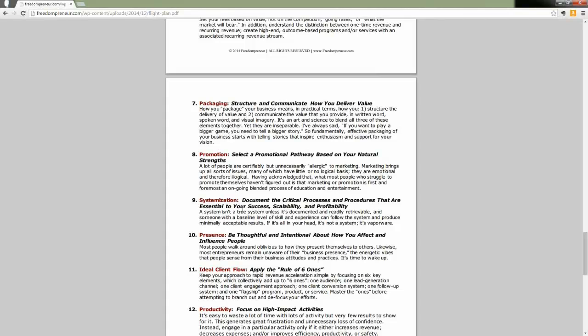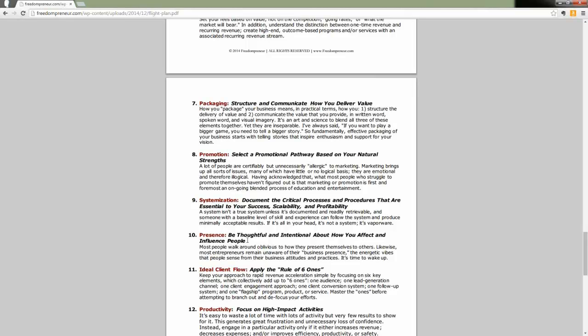Okay. Concept number 9, systemization. I recommend documenting even the basic processes and procedures that help you to be successful. It may seem like a task that slows you down. It may seem boring, and it will ultimately help you to be more efficient and more effective. Key concept number 10, presence.